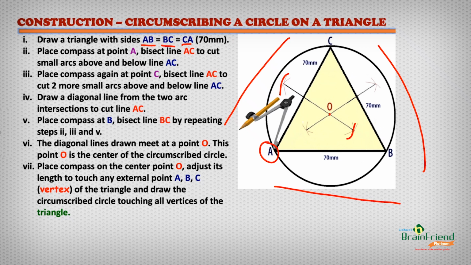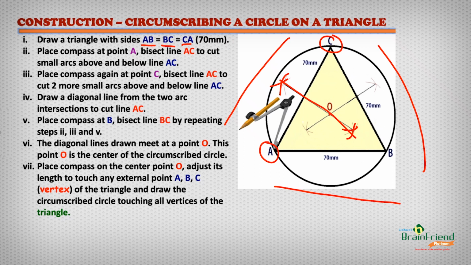3. Place compass again at point C. Bisect line AC to cut 2 more small arcs above and below. 4. Draw a diagonal line from the 2 arc intersections to cut line AC.